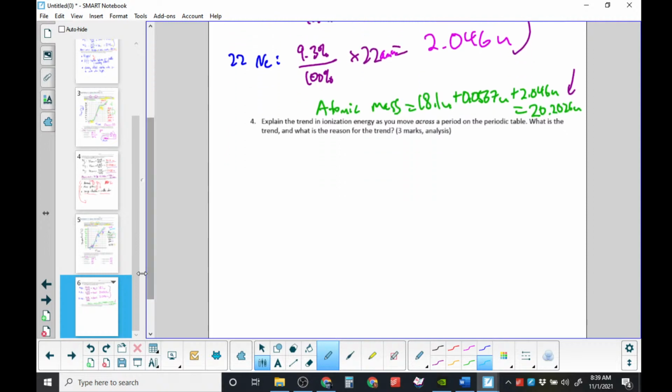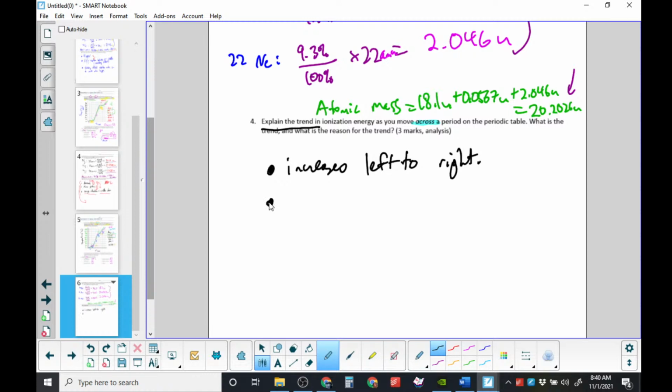Okay, last one. Explain the trend as you move across a period. Across a period, now this should be in full sentences. As you go through, but here's the main three points I'm looking for. State the unit, explain the trend. You have to state what the trend is. So ionization energy increases from left to right. It's the energy required to pull off an electron.